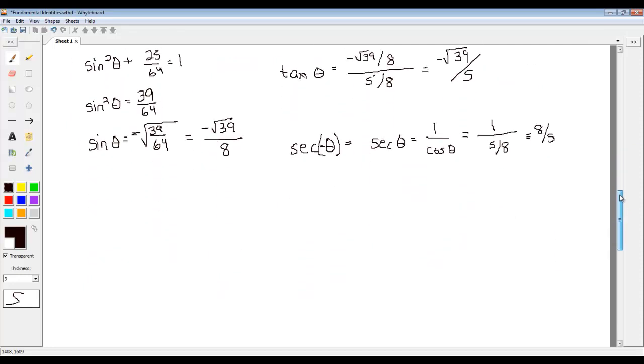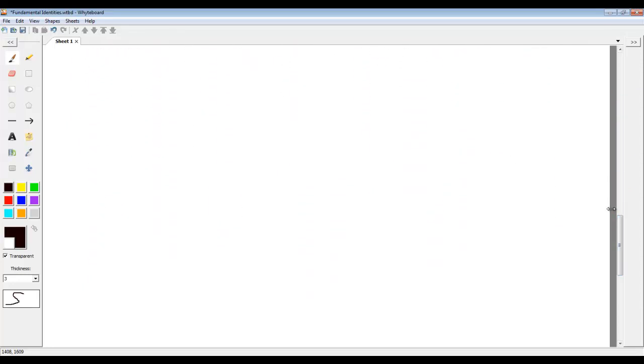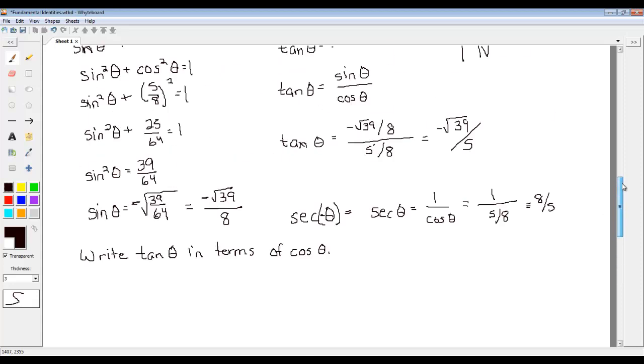Okay, then you're also going to be taking identities and using them to write trig functions in terms of others. Let's say you're asked something like write the tangent of theta in terms of cosine theta. So identities can help you to transform things into other forms. It's all about completing the puzzle and doing things in other forms.